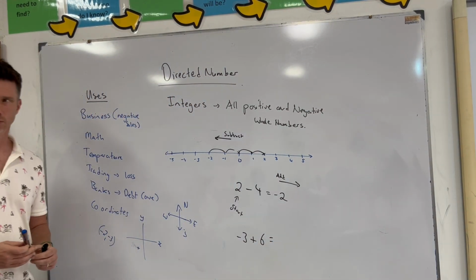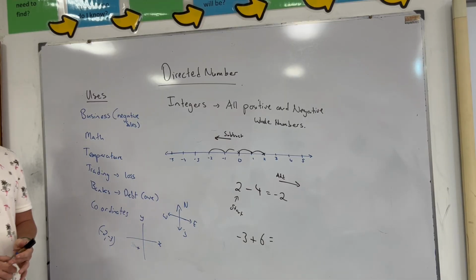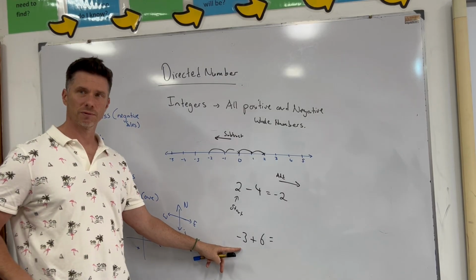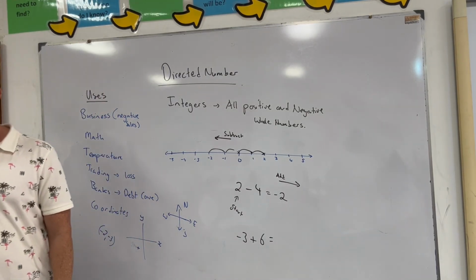Nico, what did you get again? Negative 9. Has he? This second one: start at negative 3 and add 6 to it.